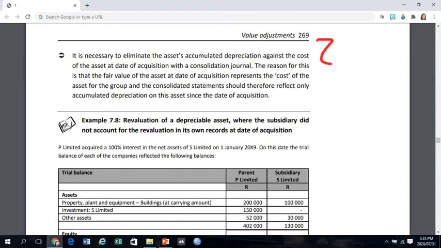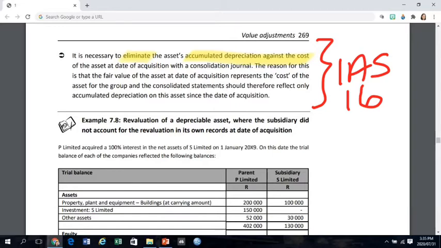This point refers to a requirement directly from IAS 16 when we had a revaluation on a depreciable asset. You must remember that it's necessary to eliminate or offset the asset's accumulated depreciation against its cost when you adjust or revalue this asset at date of acquisition. We did exactly that when we had a revaluation on a depreciable asset in IAS 16. You had to offset the accumulated depreciation against the gross carrying amount of the asset.